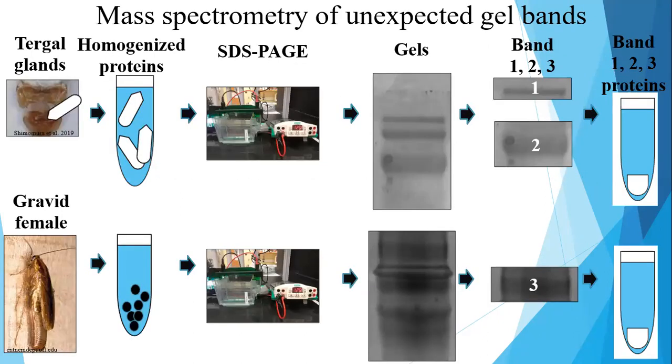And so this is our pipeline for mass spectrometry. What we did was we inserted paper tips into Tergal glands. Those tips absorbed proteins in the Tergal glands, and then we homogenized those proteins. We then ran those proteins down a gel and dyed the gel. And so we were able to visualize different bands in the gel, cut out the bands that we didn't expect, and actually dissolve them and use them for mass spectrometric analysis.